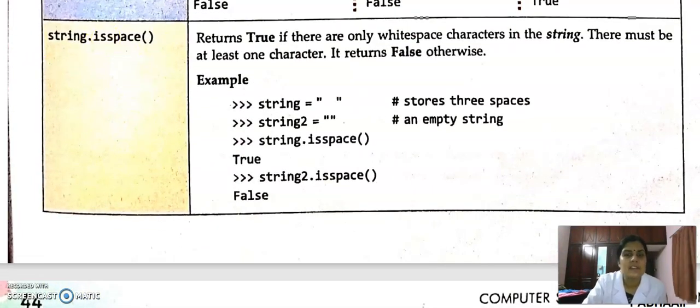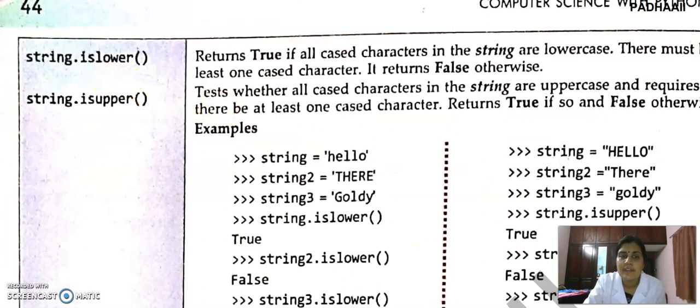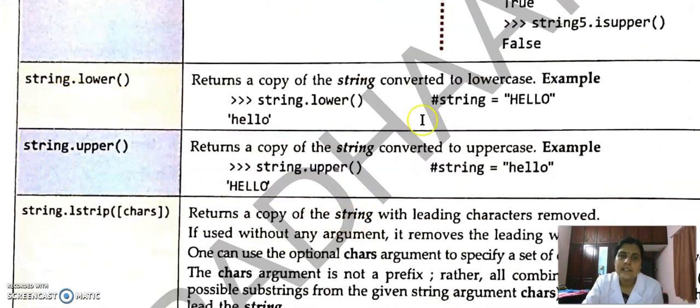isspace means if our string contains an empty space. If there is a space, true is returned, otherwise false is returned. islower means if our string contains lowercase letters. That means if the string contains all letters which are lowercase, then true is returned. Otherwise, false is returned. isupper means if all the characters are uppercase letters, then true is returned. Otherwise, false. string.lower means we are converting capital letters. If there are capital letters in our string, they are converted into lowercase.